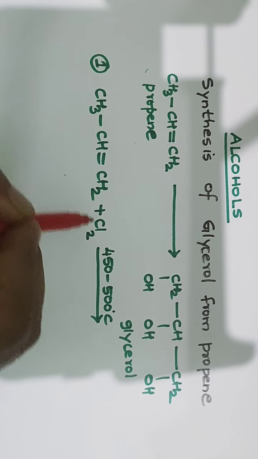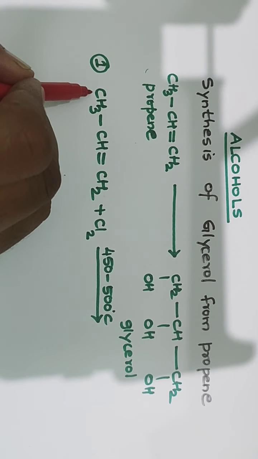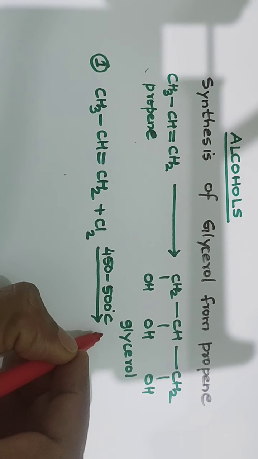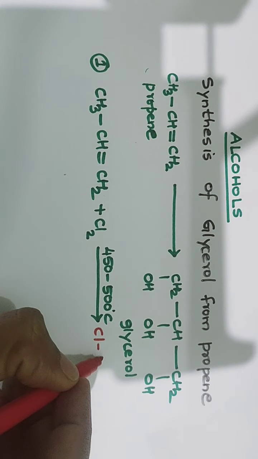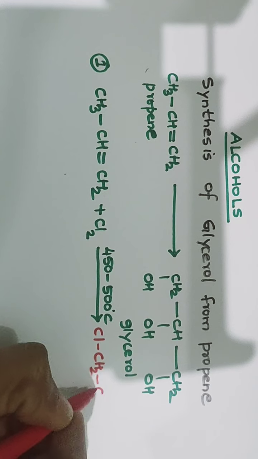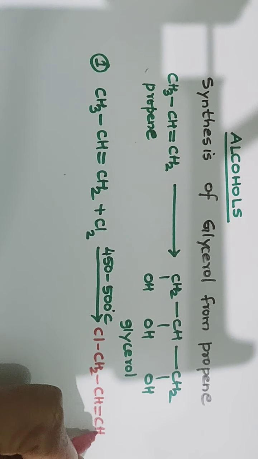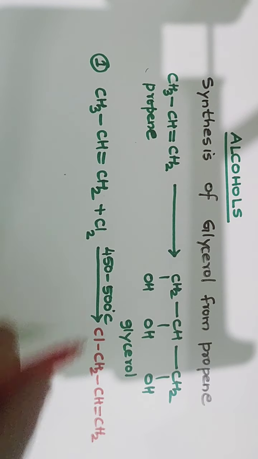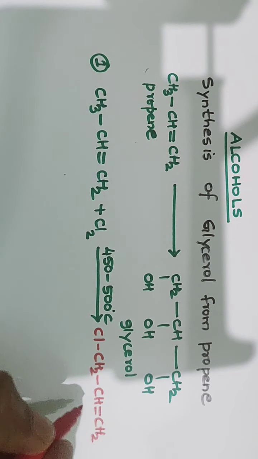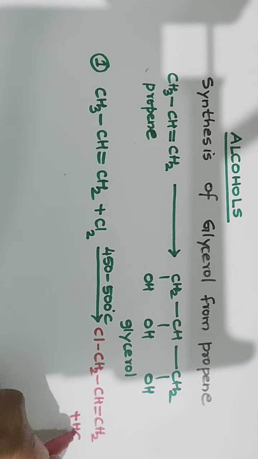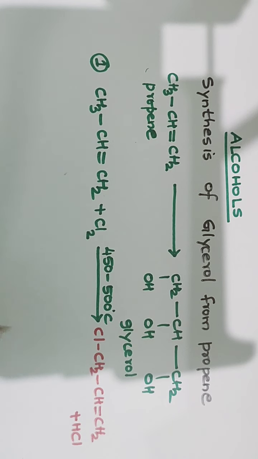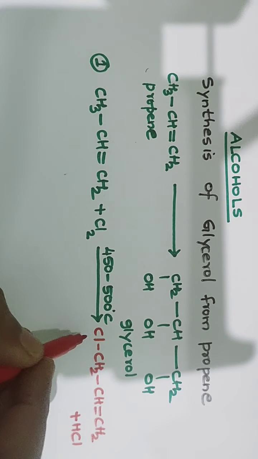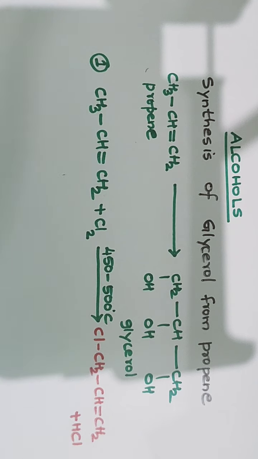At this temperature, chlorination at this carbon takes place, allylic carbon. Okay, hydrogen gets replaced by chlorine, hence you get this compound Cl CH2 CH double bond CH2. Okay, H combines with other Cl to form HCl. So you get this compound. This is allyl chloride.